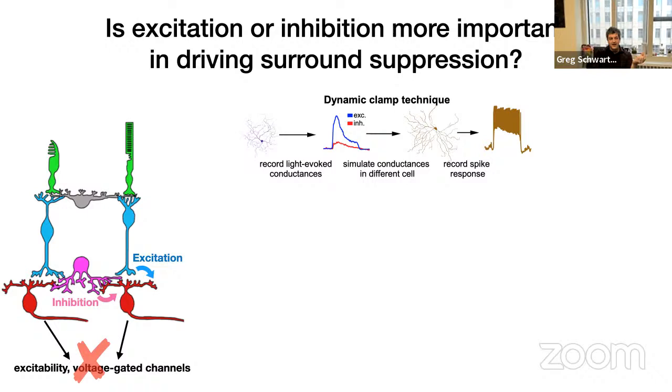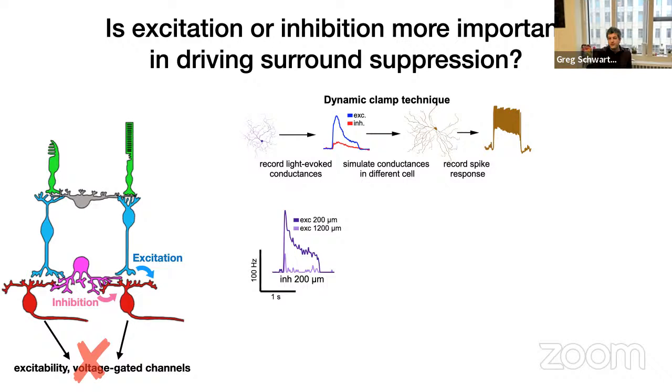But what if we inject excitation from a small spot and inhibition from a large spot? Or excitation from a large spot and inhibition from a small spot? Which one is going to control the surround suppression? So here's the answer to that. In this case, we're keeping inhibition constant and varying excitation, in the dark trace from a 200 micron spot and in the lighter trace from a 1200 micron spot. And you can see the spiking goes down enormously when we vary excitation.